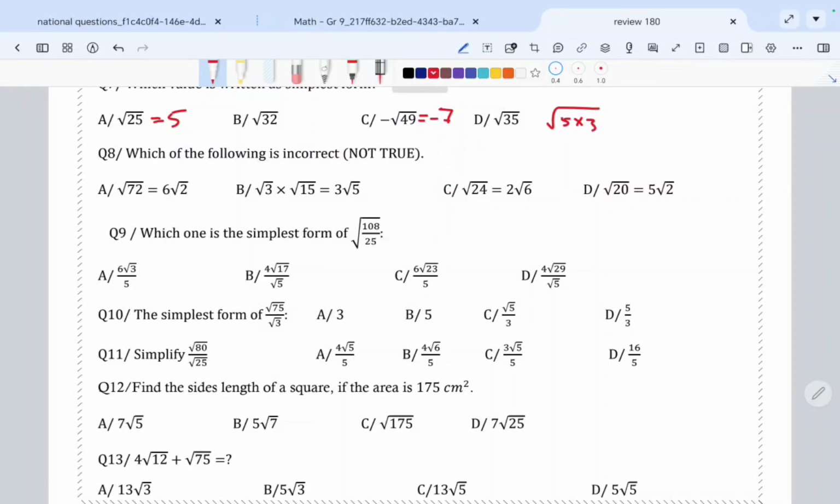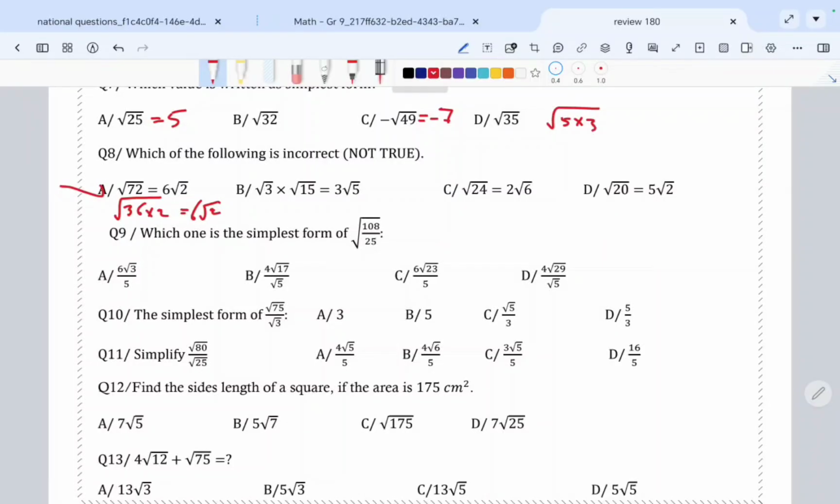Which one is not true? Okay, let's see. The square root of 72, we can say 36 times 2. 36 is a perfect square. 6 the square root of 2. So this one is true.